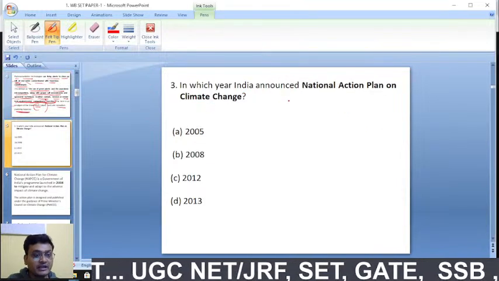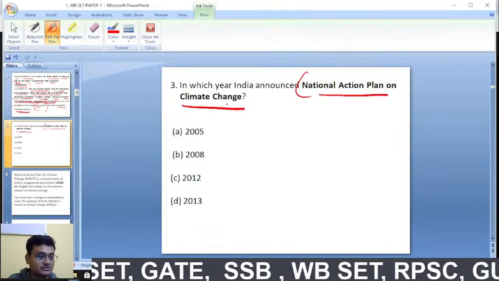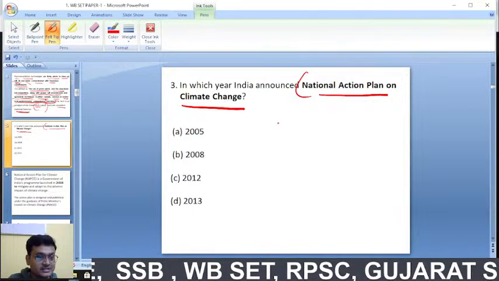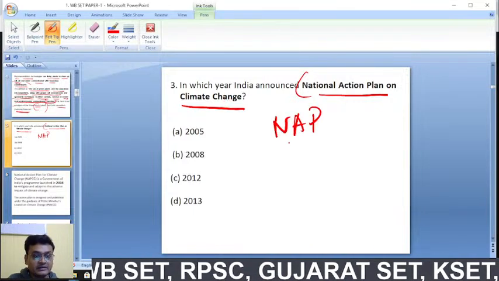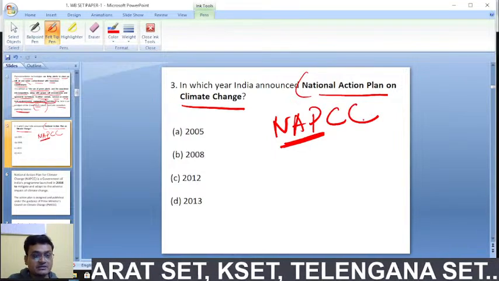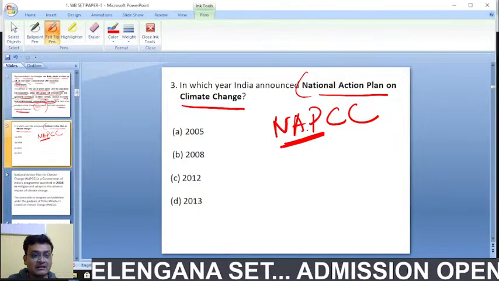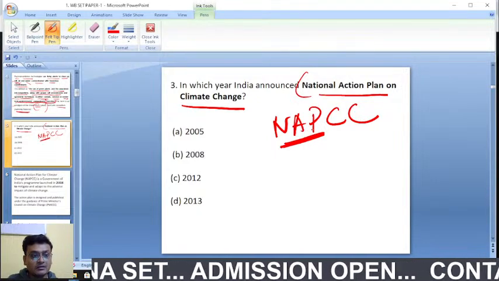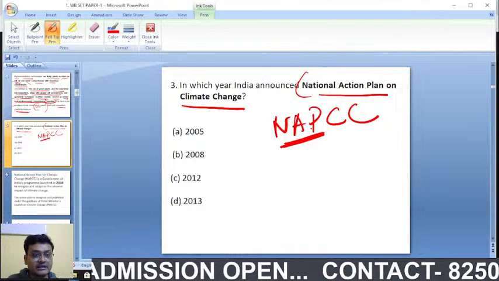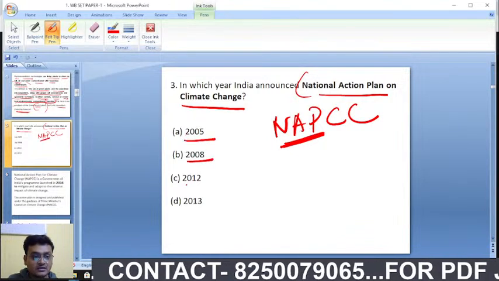In which year India announced National Action Plan on Climate Change? That is NAPCC, full form of NAPCC, National Action Plan on Climate Change. In which year India announced? 2005, 2008, 2012, 2013.